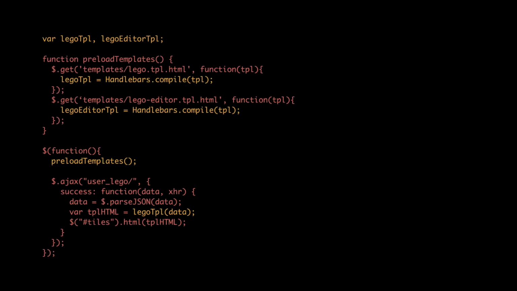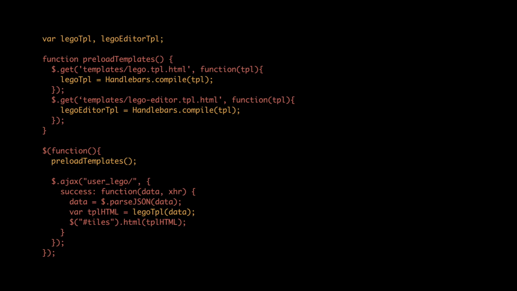So here's the idea. See at the very top there, we have declared two template variables. And if you didn't know that, you can simply declare variables without assigning anything to them. And if you're declaring several variables in a row, you can simply separate them each by a comma. So two variables declared, done.